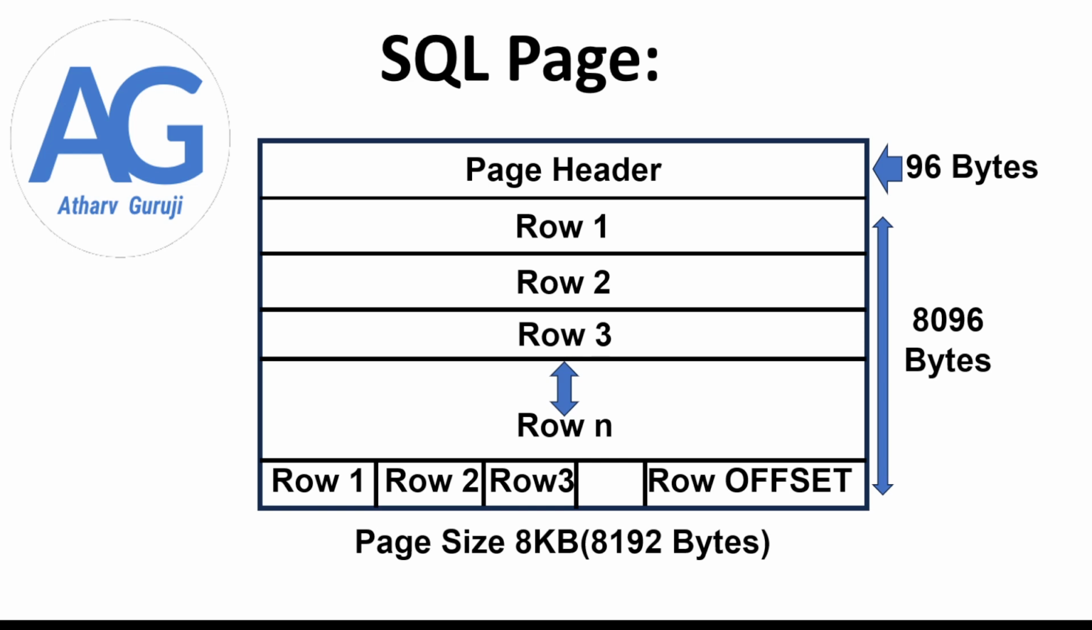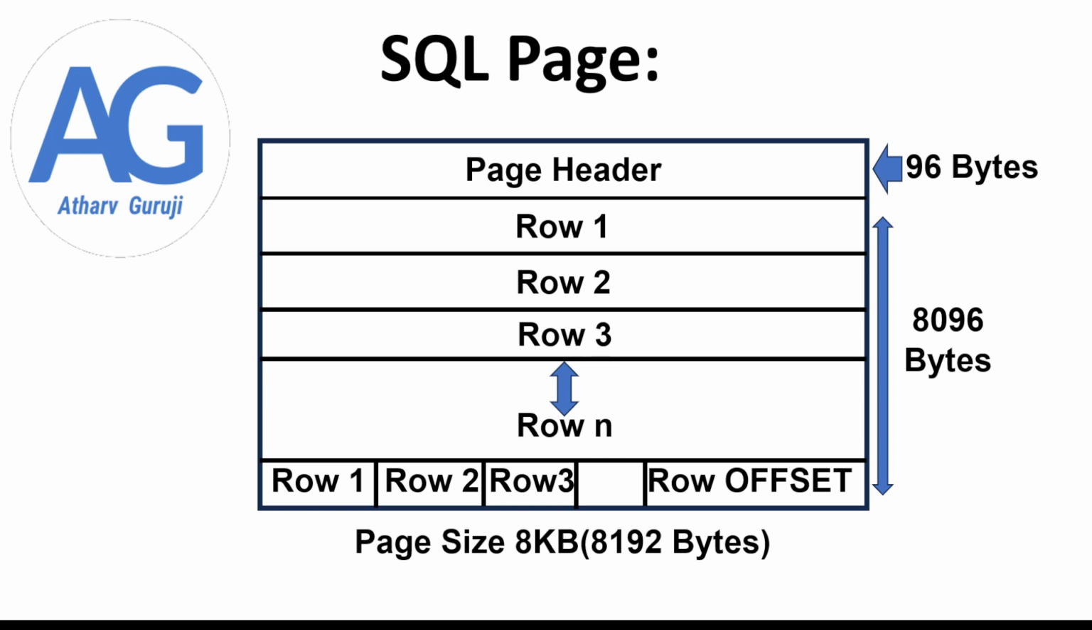This is a SQL page. The SQL page size is 8 KB. Every SQL page is 8 KB, which means 8192 bytes. And a SQL page contains a page header. The page header is 96 bytes.